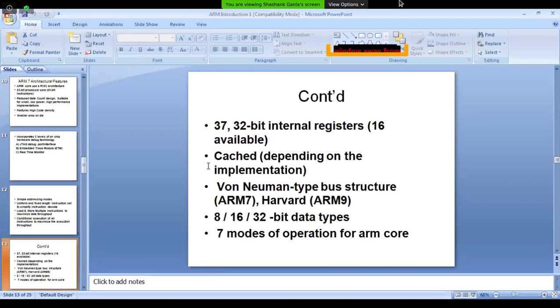So ARM core supports 37 32-bit core registers. The protection for these 37 32-bit registers is decided by using these 7 modes of operations. Among the 7 modes of operations, there will be some registers among the 37 registers which will be common to all modes of operations, but there will also be few registers which are accessible only in specific modes of operations, but not in other modes.